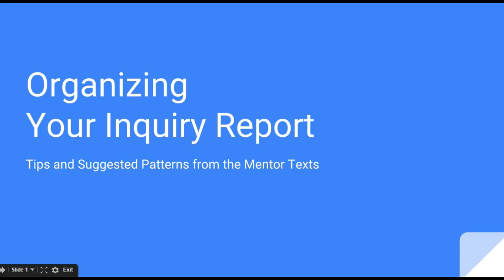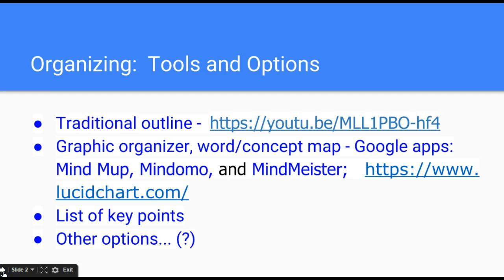And since those inquiry reports are so important to understanding different ways to organize, I want to take a look at how we organize using some of those inquiry reports. So first of all, just know that you do have some different options on how you organize. You can do a traditional outline. That's the number 1, number 2 with main points A and B and C.